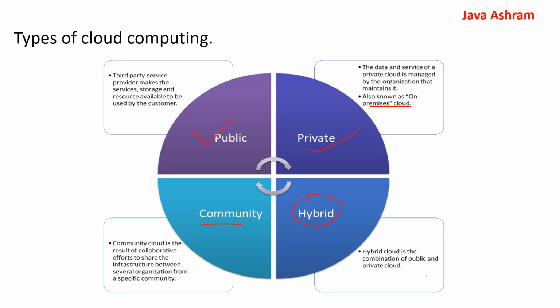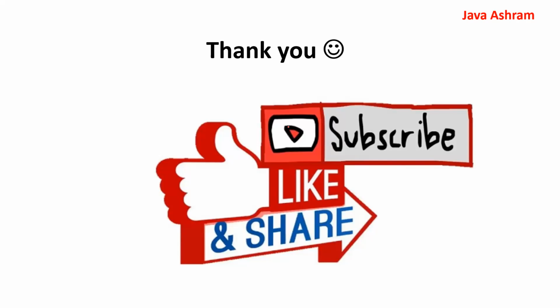And the last one is hybrid. A hybrid cloud is the combination of public and private, meaning on-premises resources will also be supported, or resources will be directly available to be used by the customer. So this was, guys, all about cloud computing in simple terms.